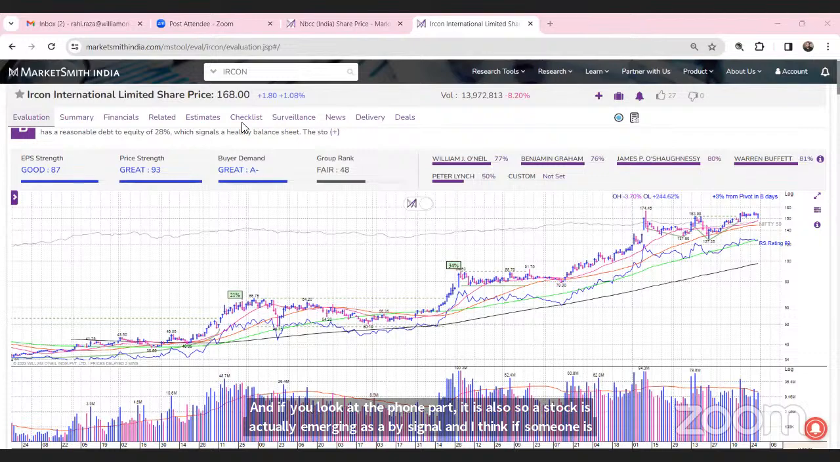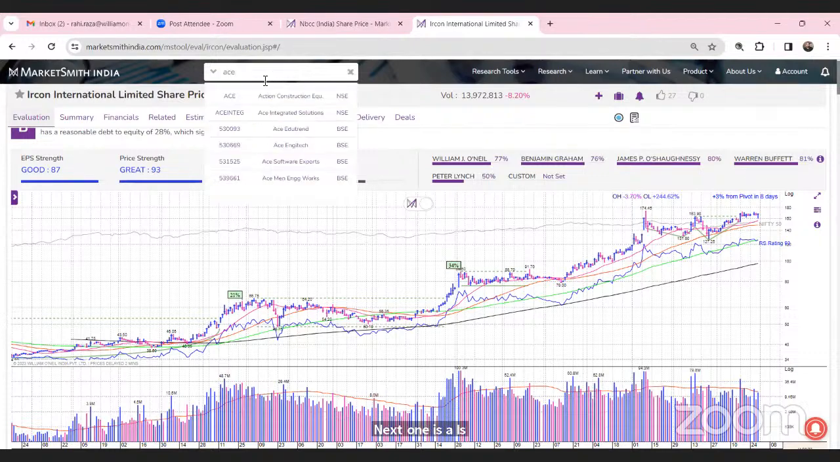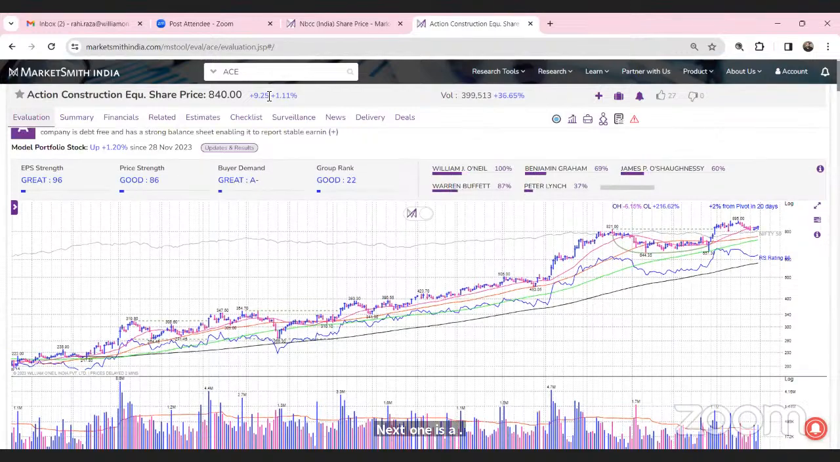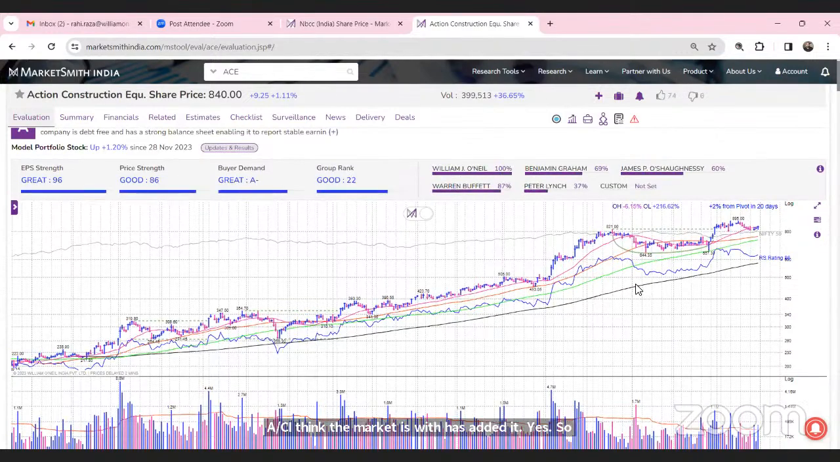ACE. I think MarketSmith has added it. Yes, so the stock has been added by MarketSmith. From the time it has been added, it is actually 1.2% up from that level.